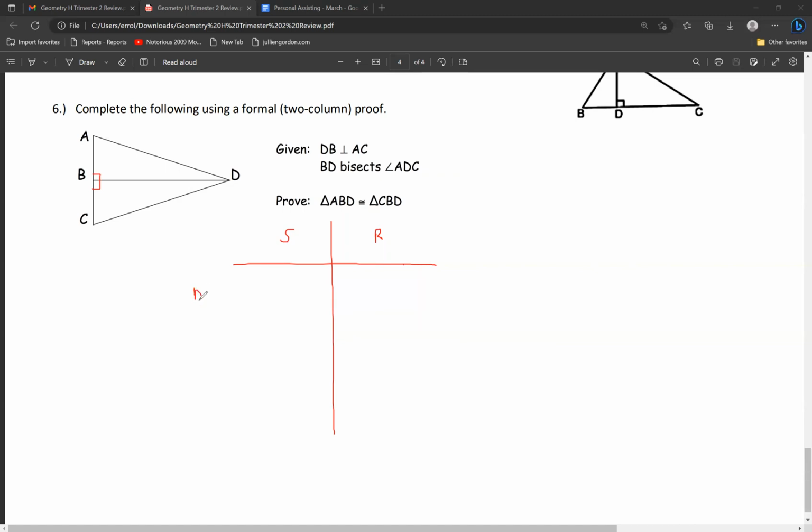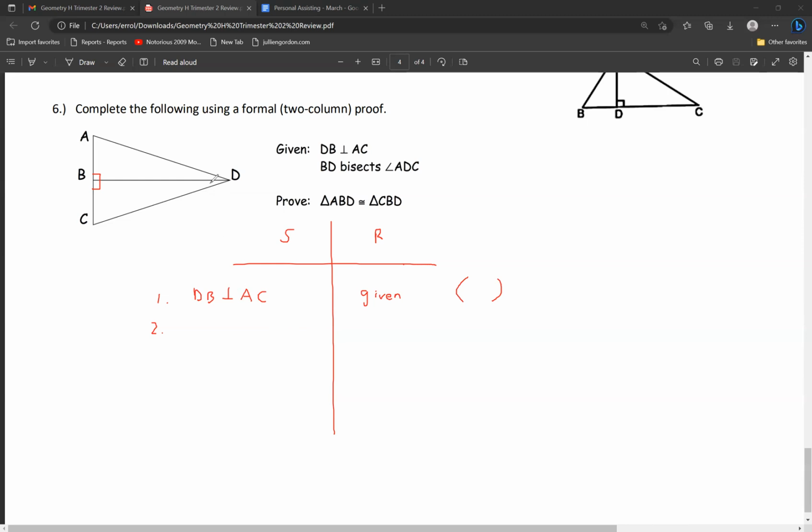DB is perpendicular to AC. Given. Okay. That's given. That's number one. What's number two? What are we going to say right here? BD bisects ADC. Say it again. BD bisects ADC.